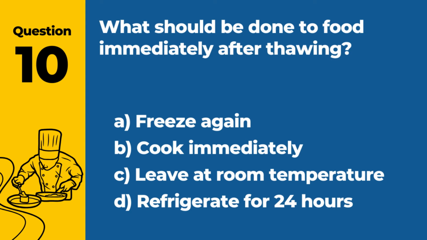Question 10. What should be done to food immediately after thawing? A. Freeze again. B. Cook immediately. C. Leave at room temperature. D. Refrigerate for 24 hours. Answer: B. Cook immediately. Food should be cooked immediately after thawing to prevent the growth of harmful bacteria.